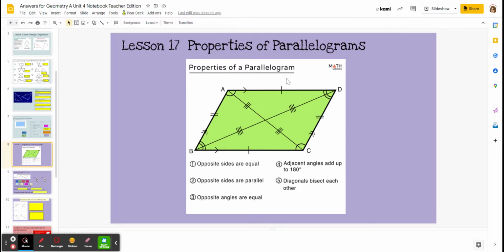So adjacent, if you're going clockwise, it would be the next one around. So A and D are supplementary or add up to 180. D and C add up to 180. C and B add up to 180. And finally, B and A would add up to 180. The other thing, diagonals bisect each other. So bisecting, remember, bisecting means splitting it in half. So BD is split in half by AC. AC is split in half by BD.